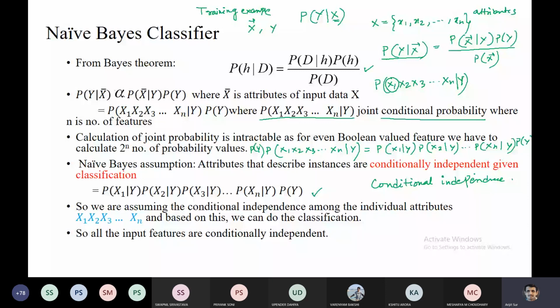Among the individual attributes, and based on this we can do the classification. So this is the naive-Bayes assumption, this conditional independence. So all the features are conditionally independent. What is the condition? The condition is the class, this y.